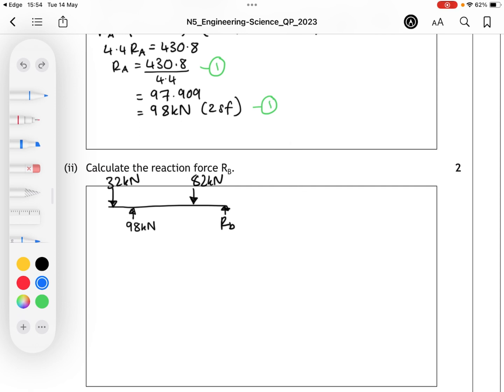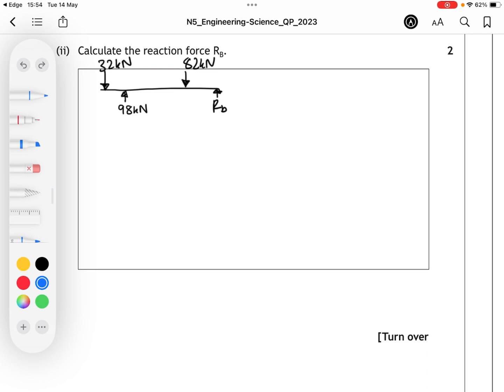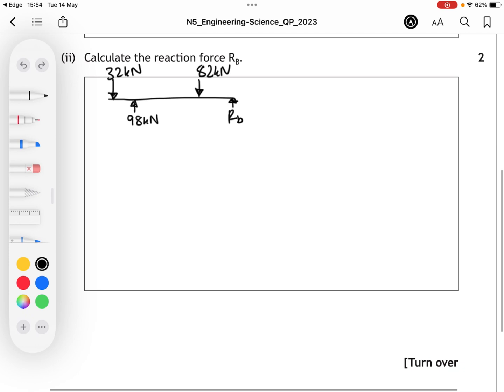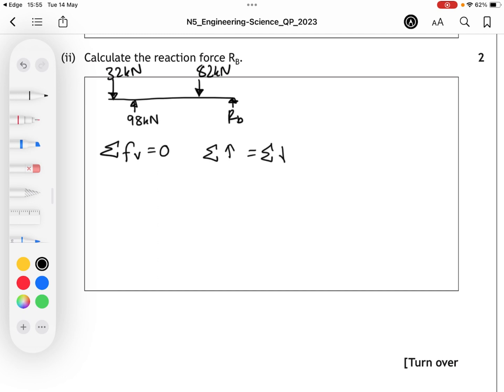But this is only a 2-mark question, and the reason is we can use our other equations of equilibrium to work this out a little bit more quickly. So we know that our sum of vertical forces has to be equal to 0. So that means that the sum of the forces going up has to be equal to the sum of forces coming down. And based on what we know, that's the same as saying RA plus RB, the forces going up, have to be equal to 32 plus 82, the forces coming down.